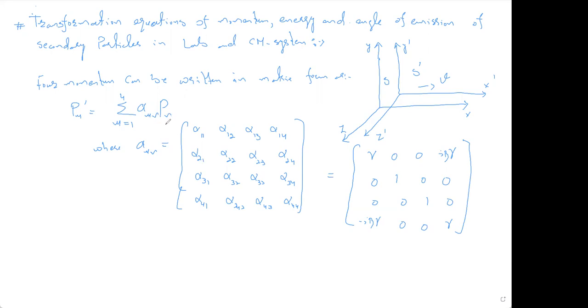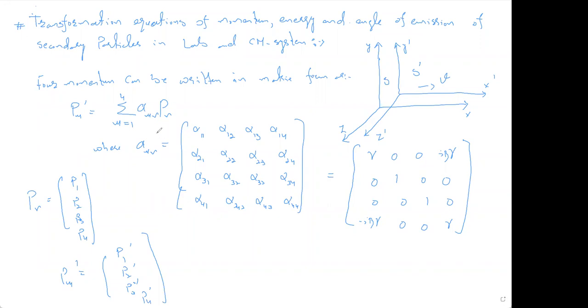Now based on these elements, what could be this P nu? P nu will be a one column matrix, that is P1, P2, P3 and P4, right? What will be this matrix now? P mu dash will be equal to P1 dash, P2 dash, P3 dash, P4 dash, isn't it? So based on these, I can write it in matrix form then.